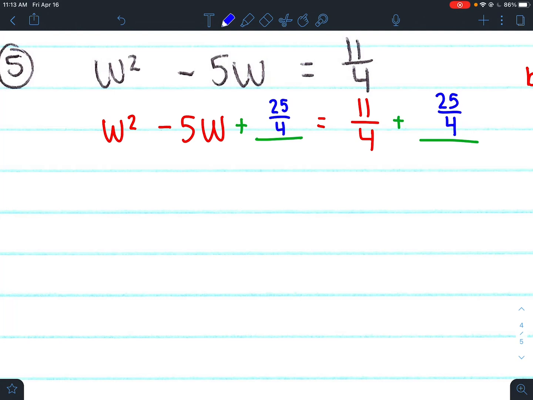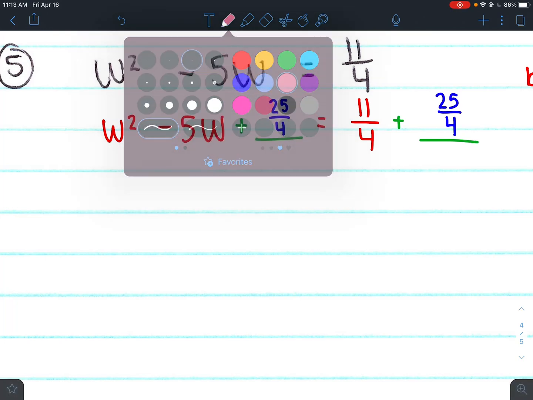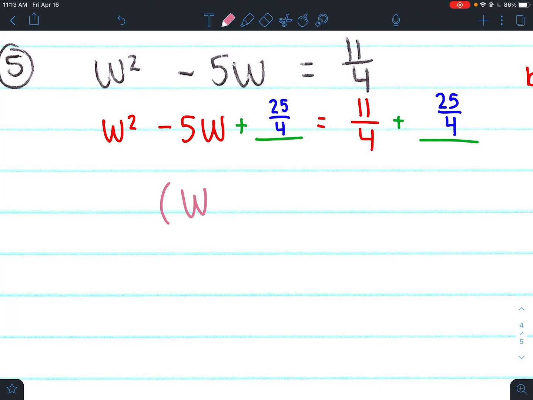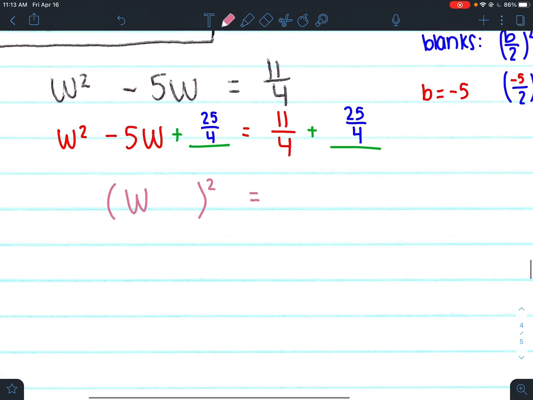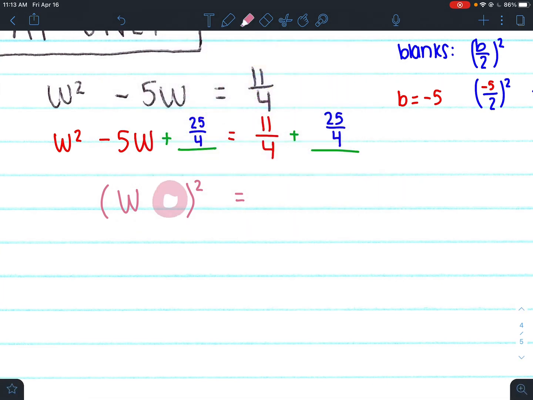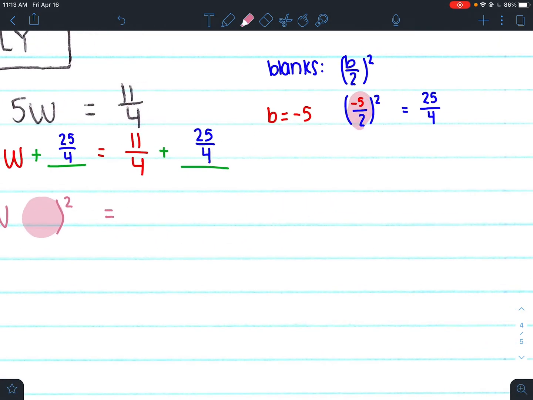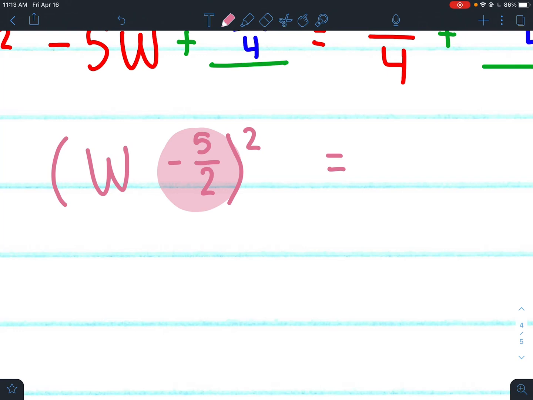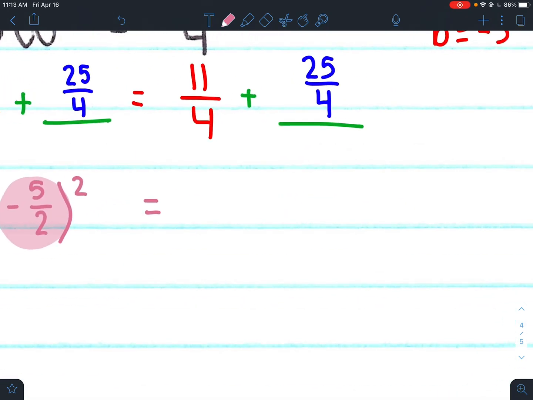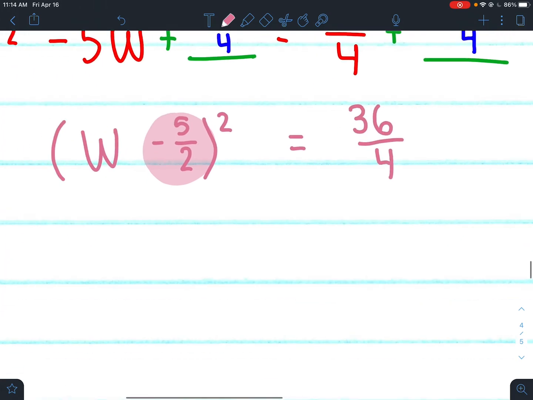The next step after filling those blanks is factor the left, simplify the right. On the left-hand side, it's going to be w, because we used the variable w, parentheses squared. It's going to be w, something inside the parentheses, but squared, equals whatever that is, and we'll deal with that later. What goes in the parentheses here is whatever is in the parentheses here, so we're going to plug in negative 5 over 2. Then we're going to simplify the right-hand side. If I add 11/4 plus 25/4, that's going to give me 36/4. Well, 36/4 simplifies to what here?